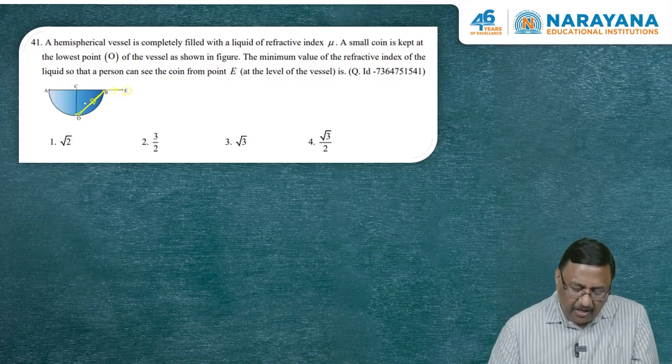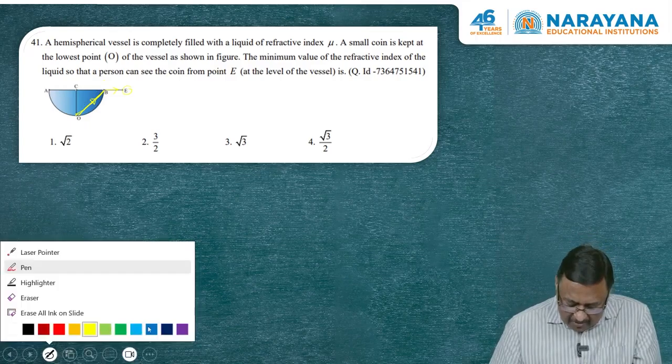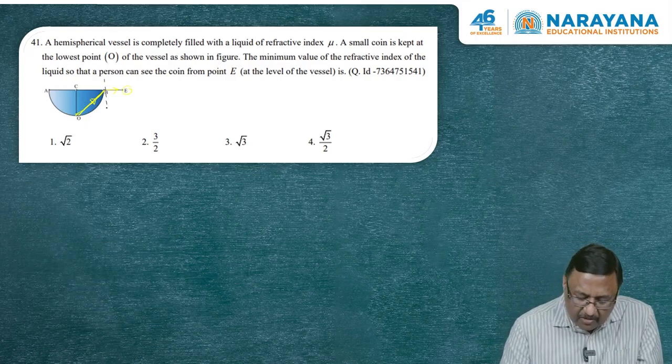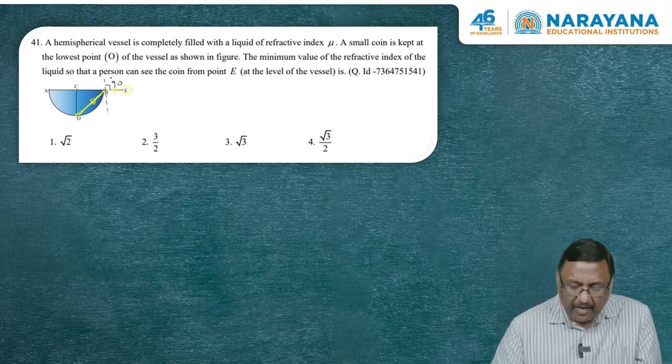This is the incident ray which is reaching this point B. From here, if I draw a normal at this point, so what is my normal at this point? If I draw this as my normal, then from the diagram, this emergent angle is going to be 90 degree.